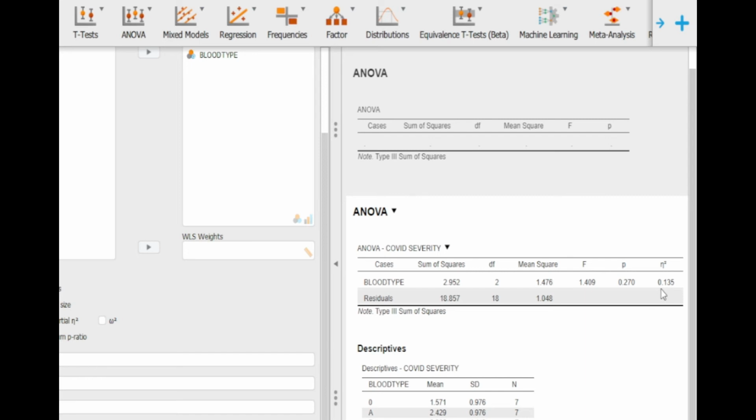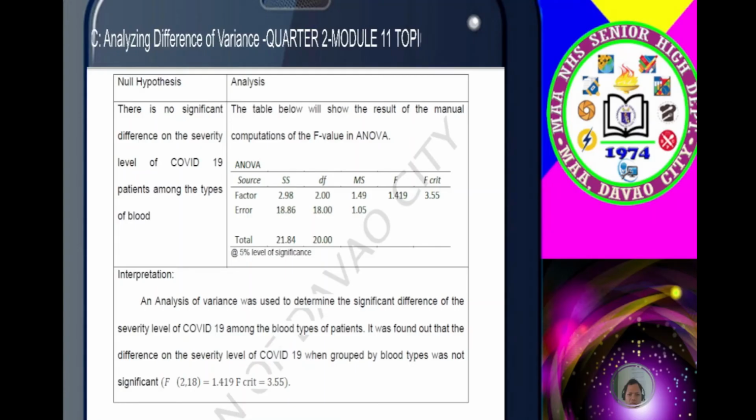Okay, so as you can see, it's 0.135. So it's a minimal or negligible effect. So I hope you get the process in solving for ANOVA using JAS and the manual computation.